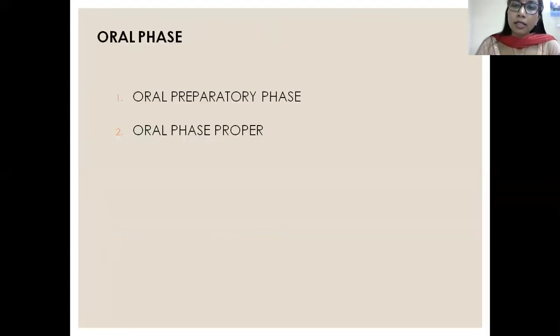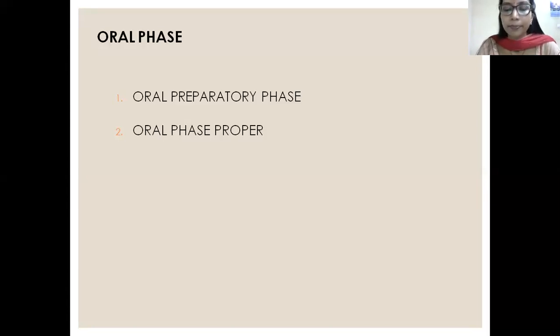So the oral phase, in a little bit of detail. I have managed to remove a lot of unnecessary detail for UGs, because in post-graduation, this is not even one-fifth of what we need to know about deglutition. But I thought there is something more than what is in your book that you need to know. So feel free to ask me if you have a doubt as to how much of this you have to produce in the exam.